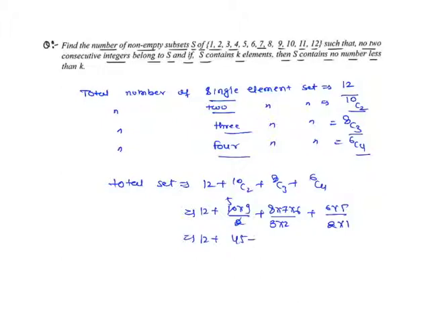45 plus 6 getting cancelled. 8 into 7 is what? 56 plus 6 divided by 2 is 3. 5 into 3 is what? 15. So this is what? 12 plus 45 plus 56 plus 15 is 128. This is your answer.